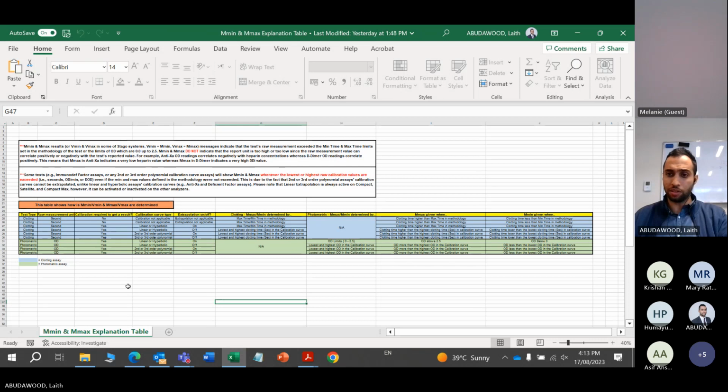Does anyone not see the Excel sheet? I will assume then you all can see it.